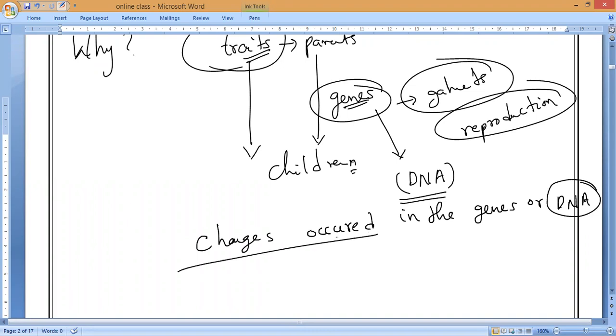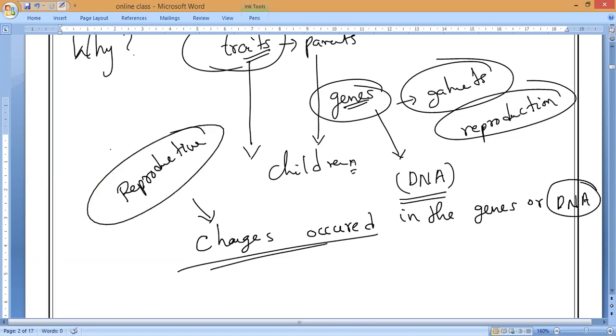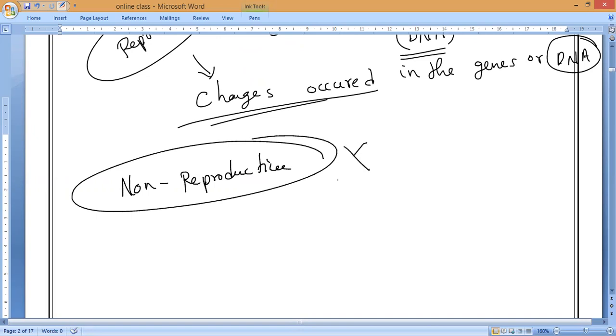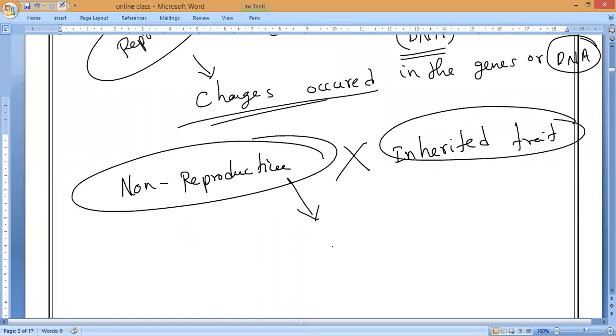So other than this, why? Because these are called reproductive cells. Other than this, in non-reproductive cells, wherever the changes happen, it is not an inherited one. It is not an inherited trait. So what is it, guys? Acquired traits. Acquired traits. Anybody? So that is what you need to remember.